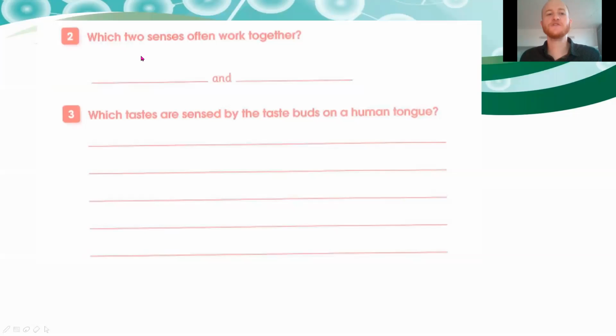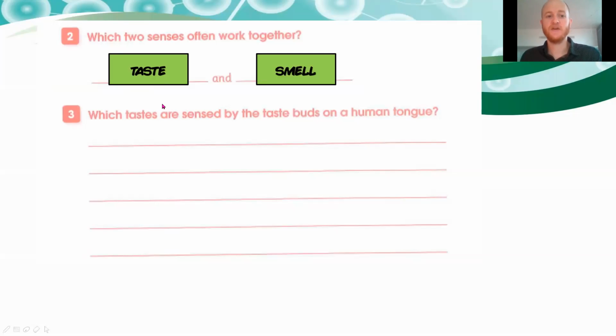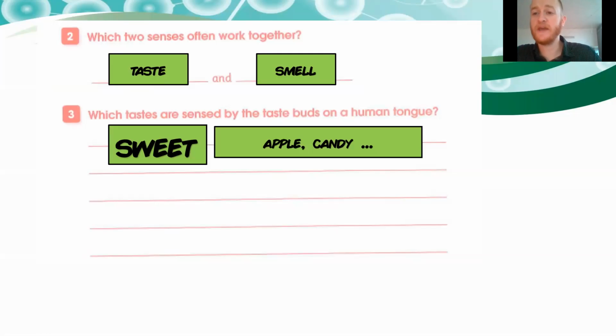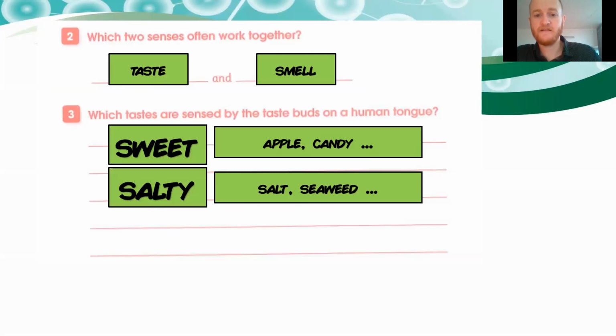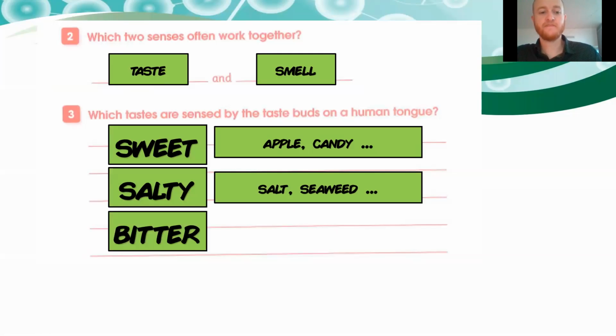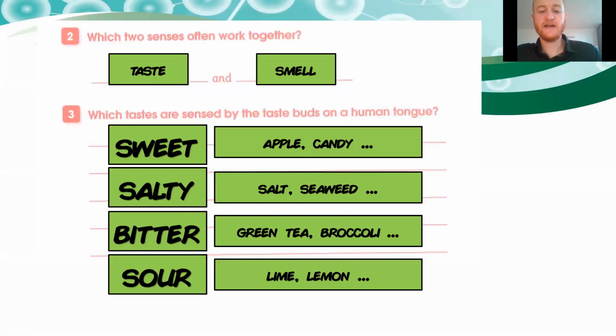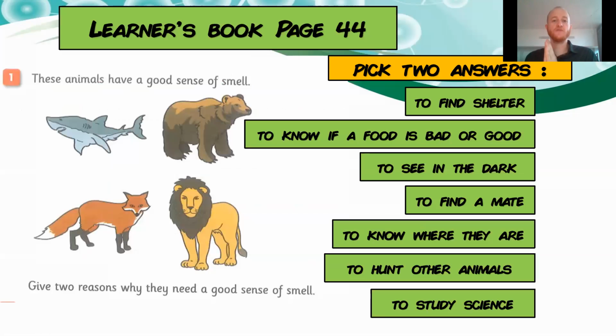Question number 2, which two senses often work together? We found it was the sense of taste and smell. Which tastes are sensed by the taste buds? I wanted you to find 4. They were sweet taste, like apple or candy, salty, like salt or seaweed, bitter, like green tea or broccoli, sour, like lime or lemon.